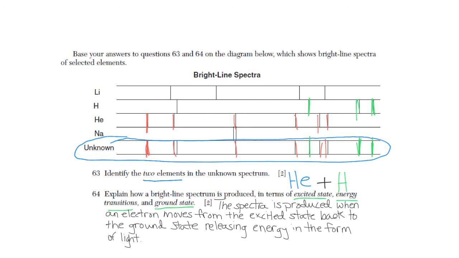So the spectra is produced when an electron or electrons move from the excited state back to the ground state, releasing energy in the form of light. If you happen to look at that light using a spectroscope, then you get the colored bands, the spectral lines, and you get the spectra.